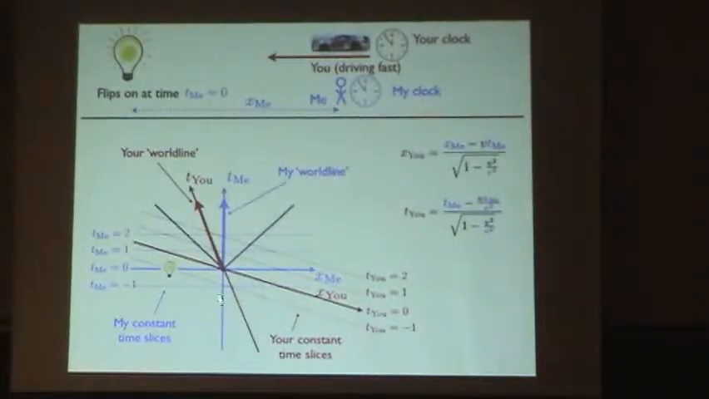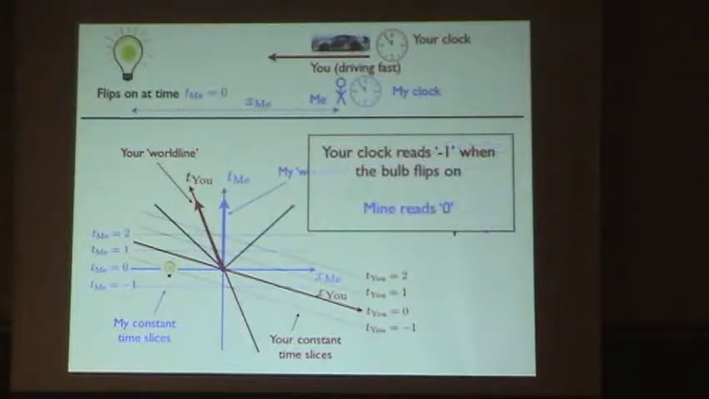From this diagram you can see that you think the light bulb goes off at time t equals minus 1. By the time we get to time t equals 0, the light bulb is already going off. So here's where you pass me. This is everything that you think is happening at the same time as you pass me. Everything behind this line has already happened from your point of view. So you think the light bulb goes off first, and then you pass me. It's very odd. Your clock reads minus 1 when the bulb flips on, and mine reads 0.